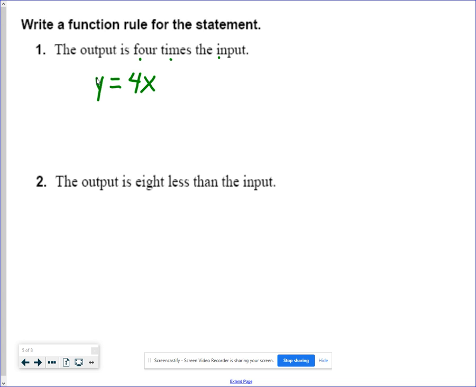Remember too, the output is 8 less than the input. We had one like this in the last lesson, but the output is, that means y equals 8 less than the input. We know that less than is subtraction, but it's the tricky subtraction, right? I'm taking 8 away from the input, which means I start with the input and I take 8 away. So there's my translations.